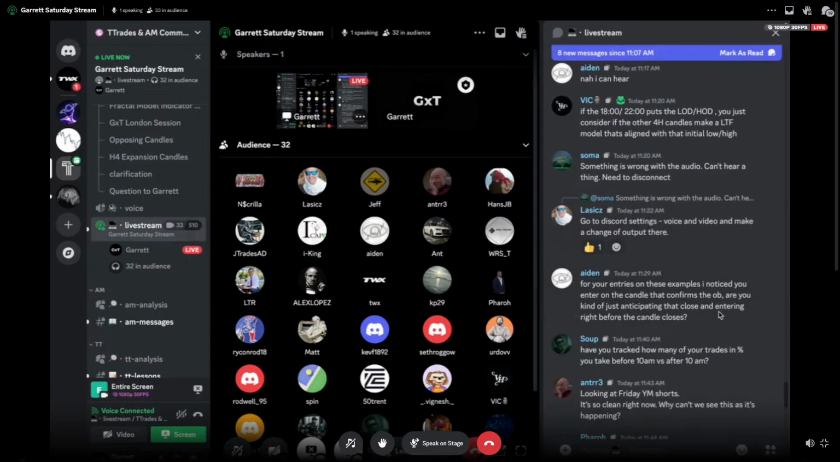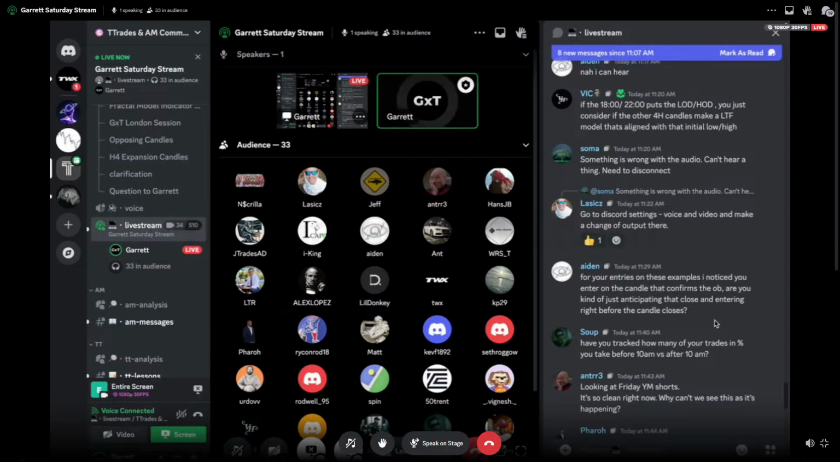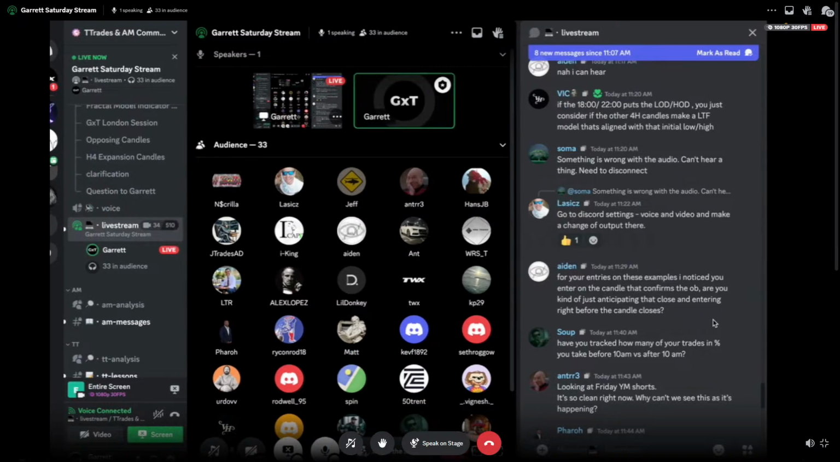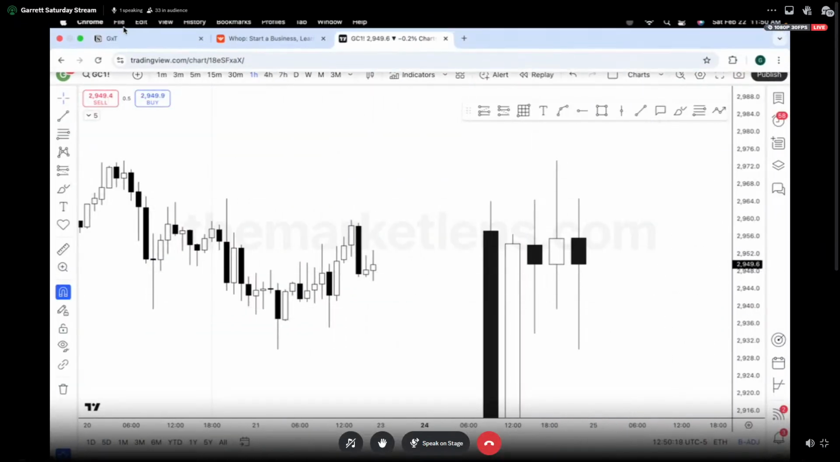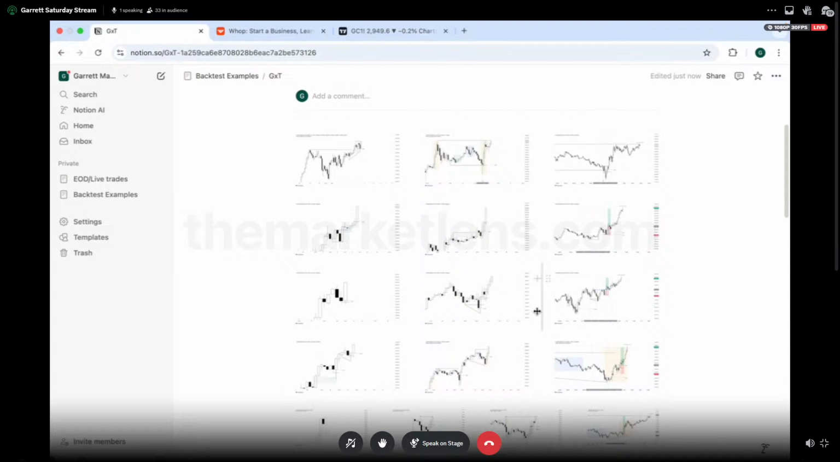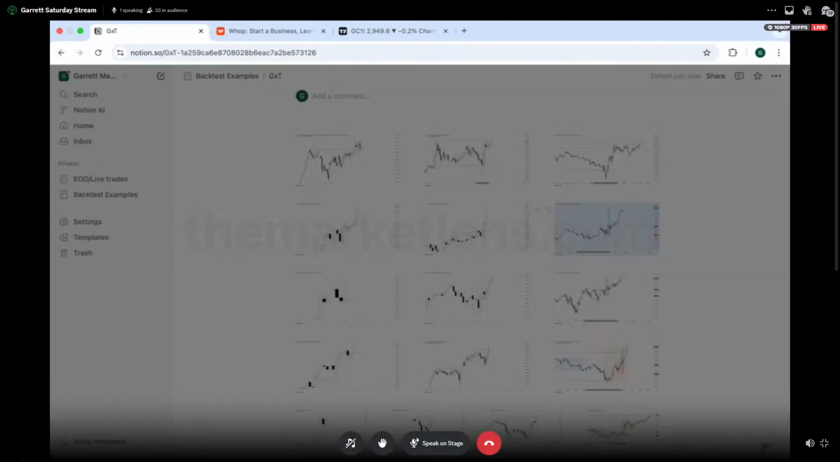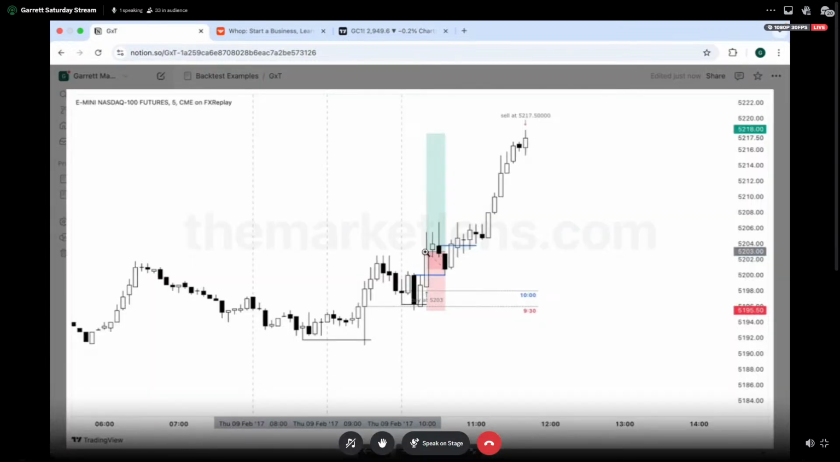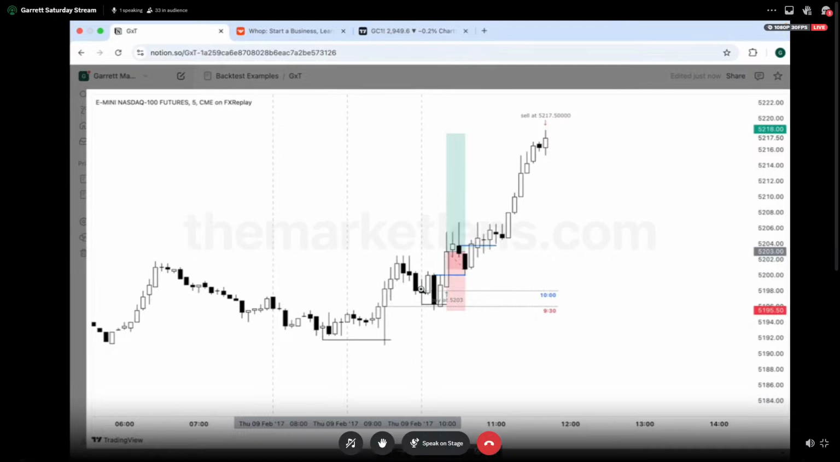Okay. For your entries on these examples, I noticed you enter on the candle that confirms the OB. Are you anticipating that close, entering right before the... Wait, what are you talking about? I noticed you enter on the candle that confirms the OB. I don't really know what you mean. Thinking about entering on the creation of an order block? I'm not really sure what you mean.